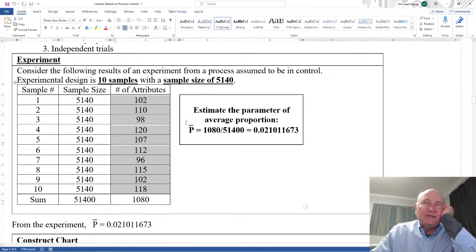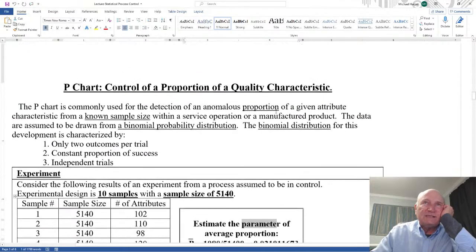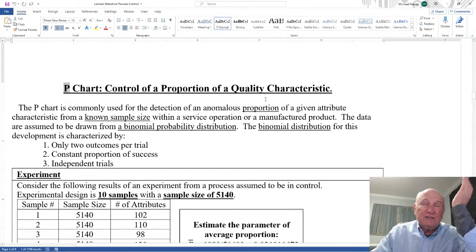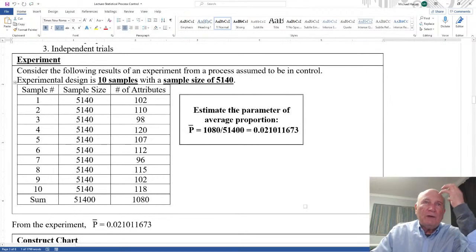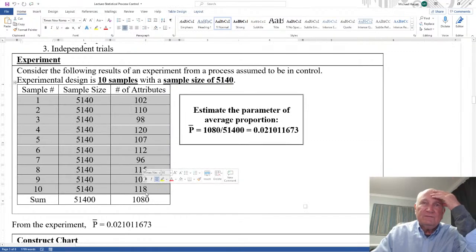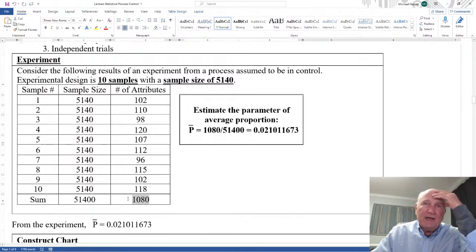Now, remember for the experiment, we're trying to estimate a parameter. Well, the parameter we're trying to estimate is P. That's why it's called a P chart. P is a proportion. So what proportion in this experiment were defective? Well, I have 1,080 out of 51,400. So I take that ratio, that average proportion, that P, that's my average P. That's my average proportion, which is my parameter. 0.021011673 or 2.1%.